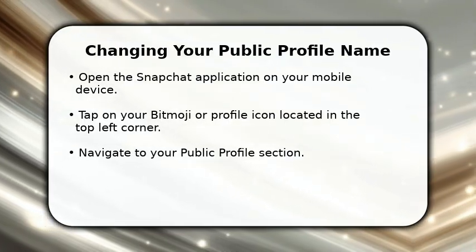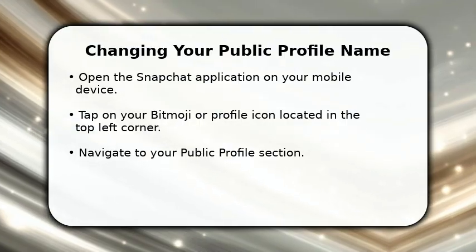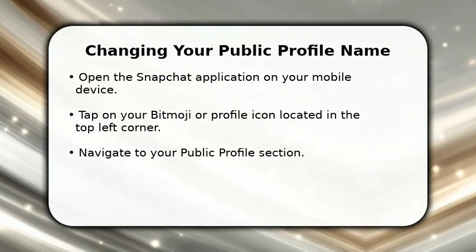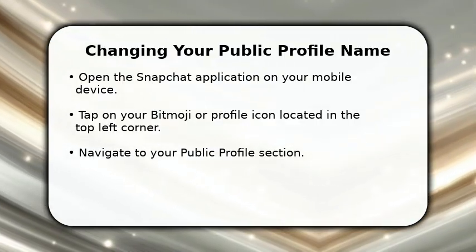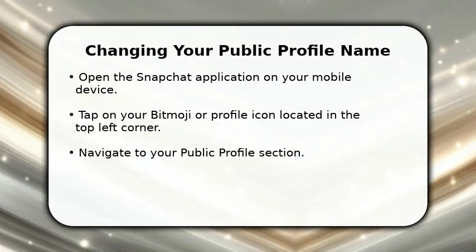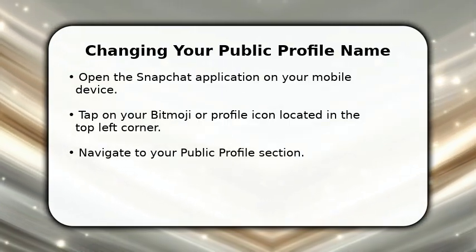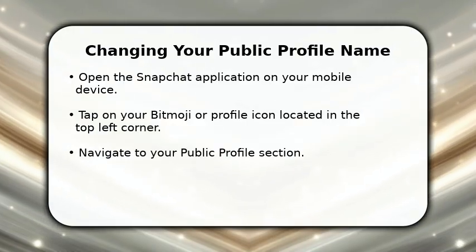Once the app is open, tap on your Bitmoji or profile icon, which you'll find in the top left corner of your screen. This action will take you to your profile page, where you can then locate and select the My Public Profile option to proceed.